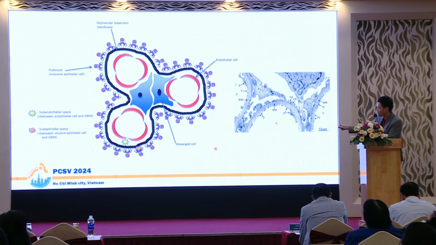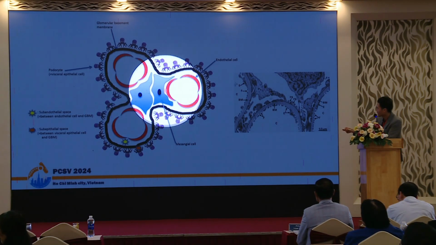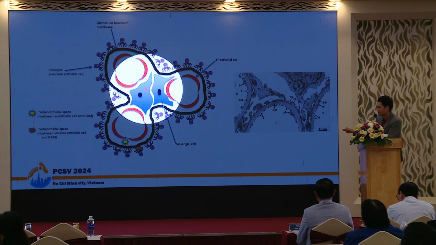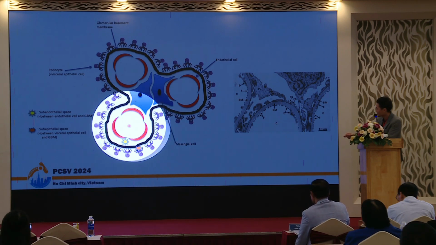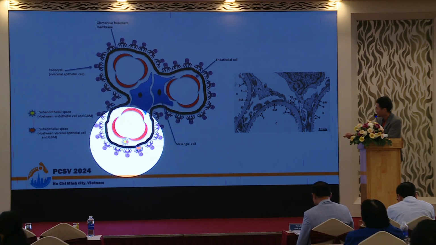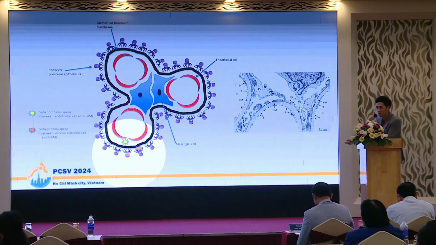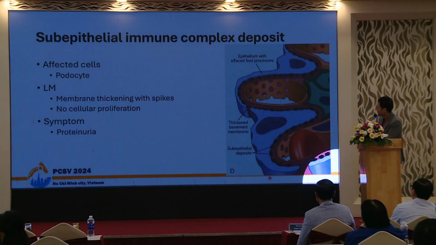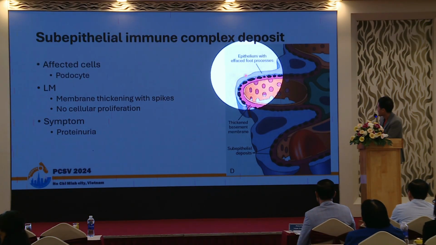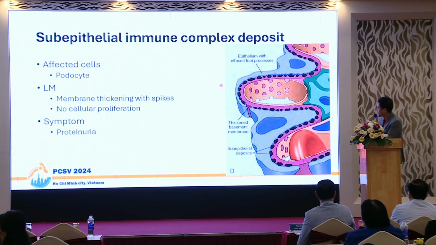So let's revisit this previous image. If there is mesangial IF, something happens here. If we find peripheral IF, something happens in the subendothelial or intramembranous or subepithelial space. So what if there is something deposited in the subepithelial space? If something is in the subepithelial space, podocytes, of course, are primarily affected.